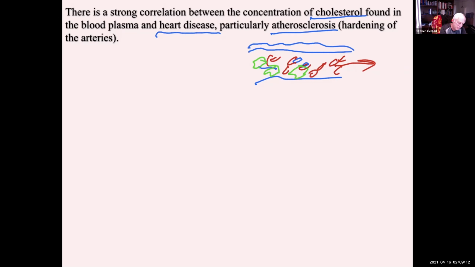So as your blood vessel goes, this is your blood vessel, and now the cholesterol is starting to stick to the non-polar areas. Okay, so what it's done now is decrease the size of that blood vessel. So very few red blood cells can get through now. And this is called plaque, and that's called atherosclerosis.